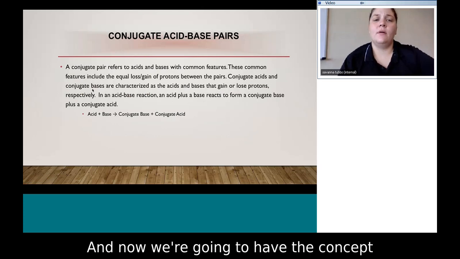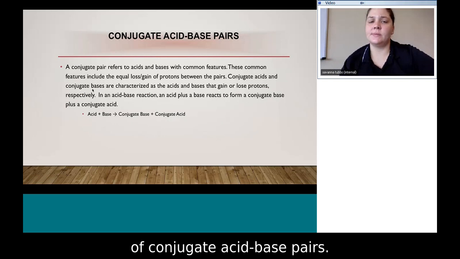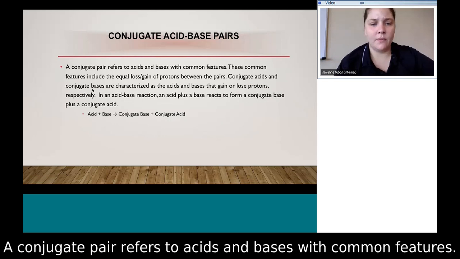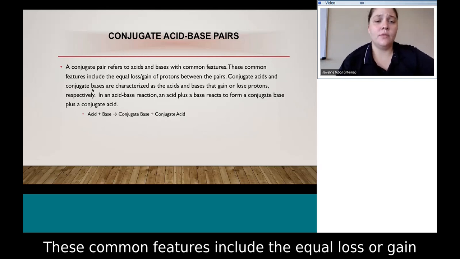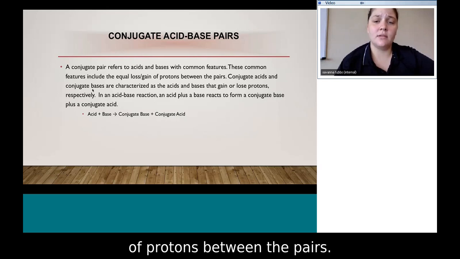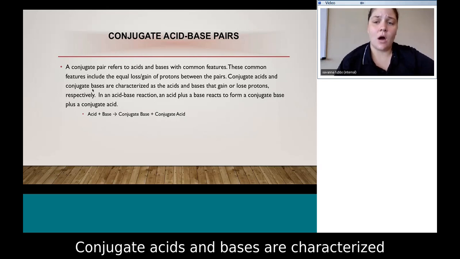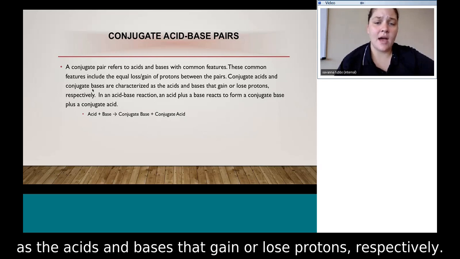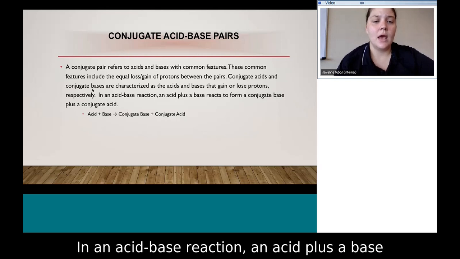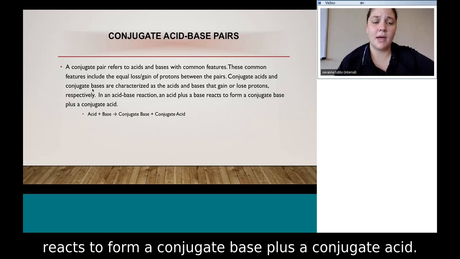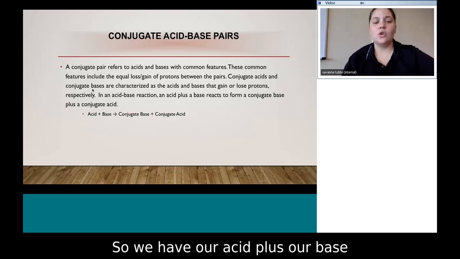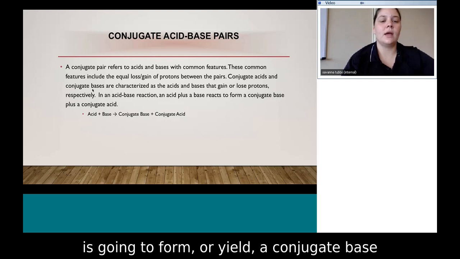And now we're going to have the concept of conjugate acid-base pairs. A conjugate pair refers to acids and bases with common features. These common features include the equal loss or gain of protons between the pairs. Conjugate acids and bases are characterized as the acids and bases that gain or lose protons, respectively. In an acid-base reaction, an acid plus a base reacts to form a conjugate base plus a conjugate acid. So we have our acid plus our base is going to yield a conjugate base plus a conjugate acid.